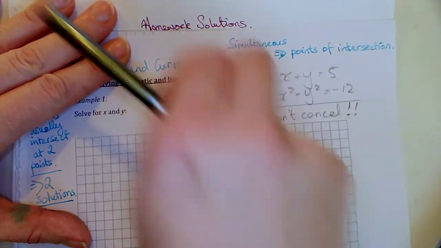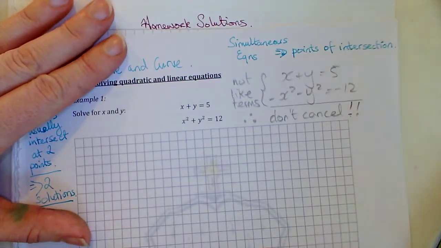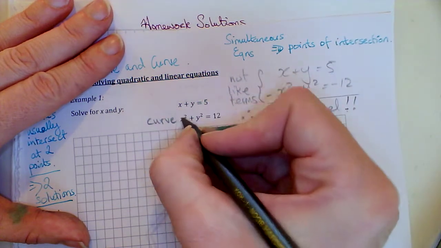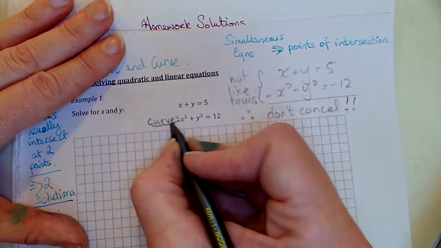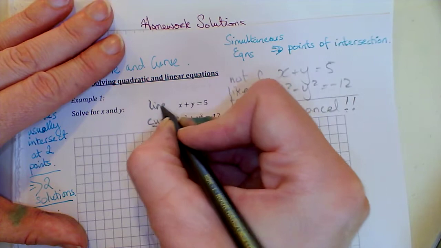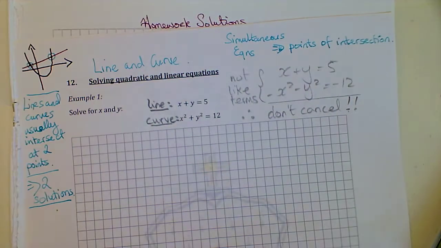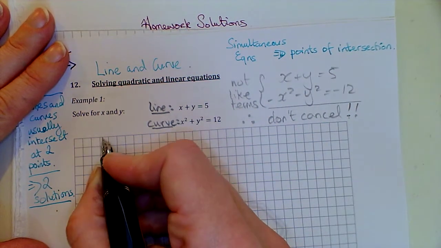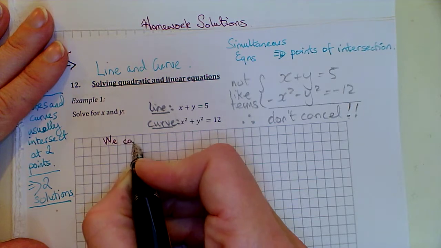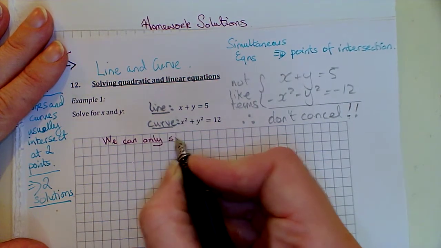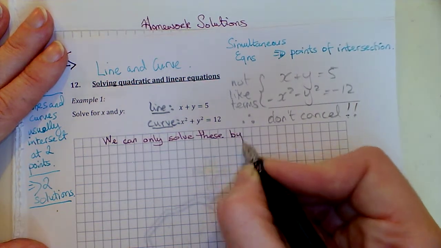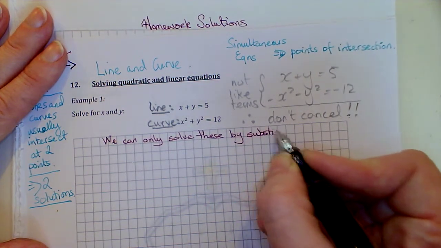The other one, the top one, is a line because I just have x and y with no powers on them. So this is a curve. In fact, it's a circle, but you don't need to know about that yet. And this is a line. So let's go through the process for how we solve these. The first step, so we can only solve these by substitution.